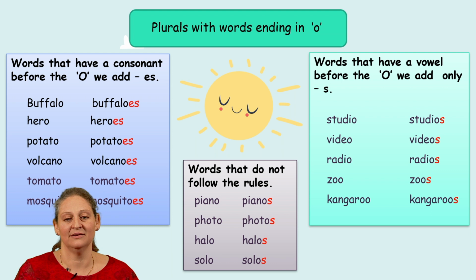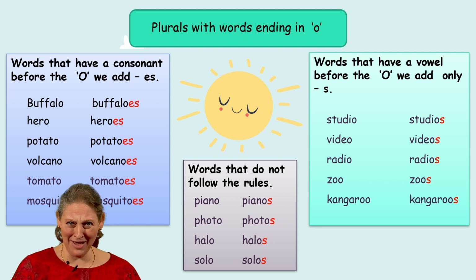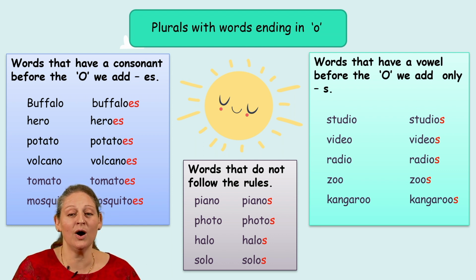Videos. Next word, radio. What comes before the O? I. I comes before the O. So we write only S. Radios. Zoo. What comes before the O? Another O. Yes, two O's. So we just write S.